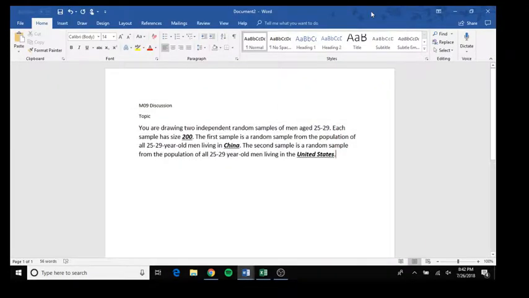Alright, so for this week's discussion, this is what my prompt says. You are drawing two independent random samples of men aged 25 to 29. Each sample has size 200. The first sample is a random sample from the population of all 25 to 29-year-old men living in China. The second sample is a random sample from the population of all 25 to 29-year-old men living in the United States.